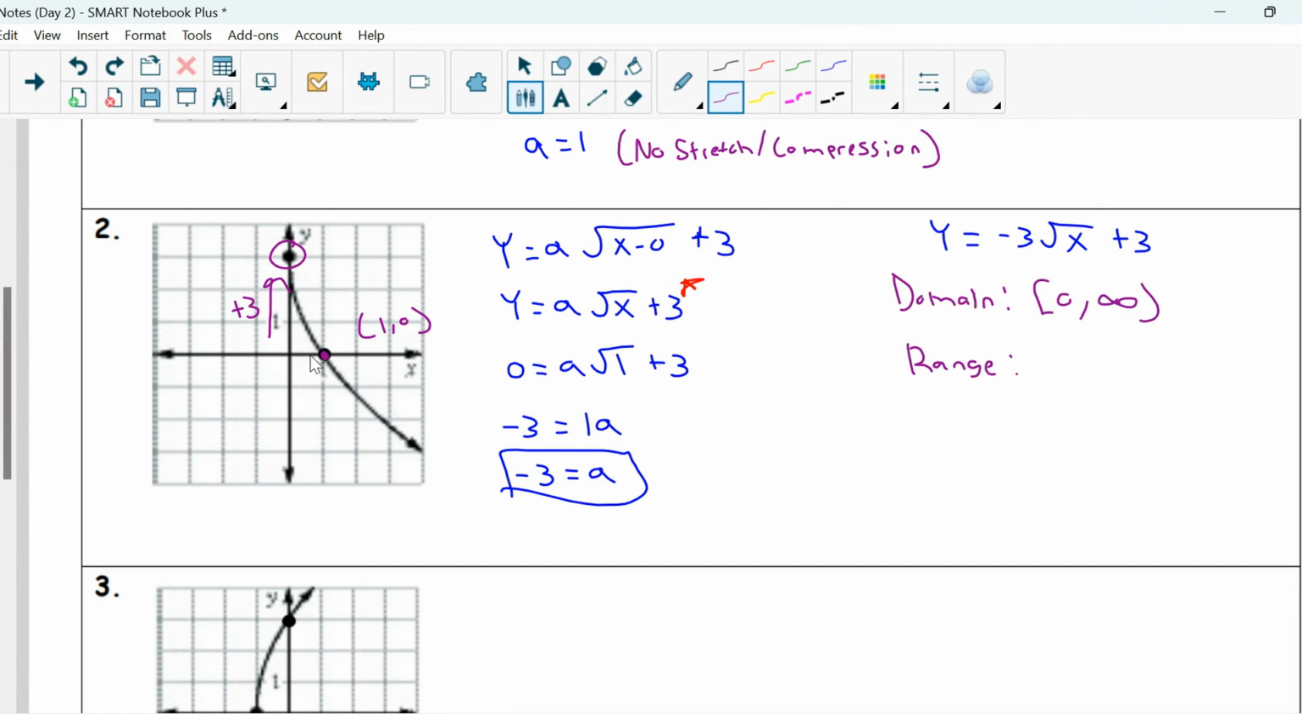And for y values, I can see that it's heading towards negative infinity, so that's going to be my lowest value. But the highest value I can have is right here at this point, positive 3. At this point, we have done quite a bit of work with domain and range, so if you still have questions, make sure you ask them during class.